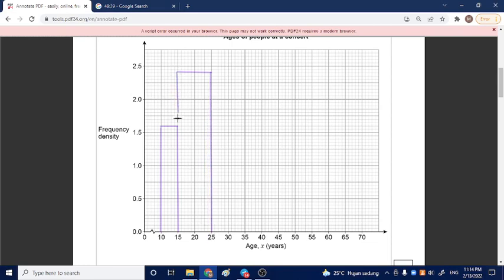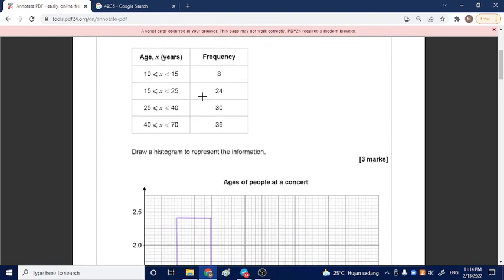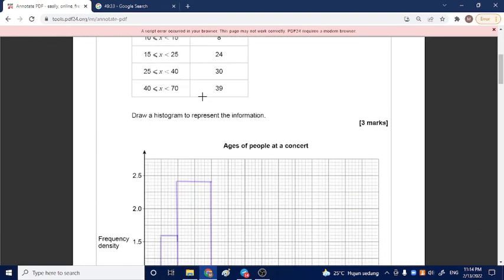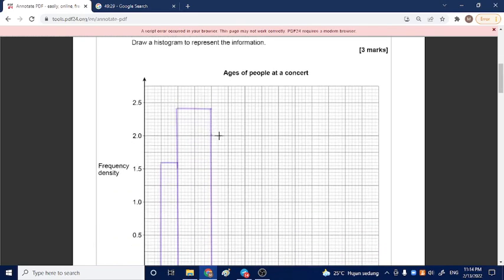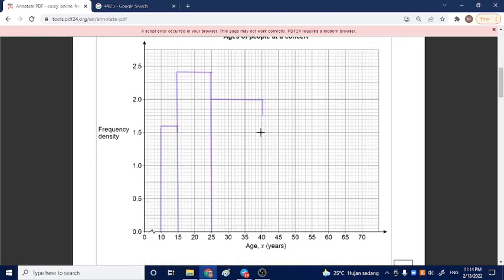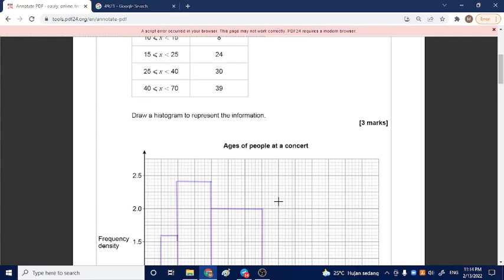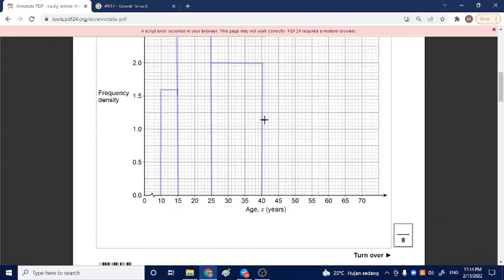Okay. 24 divided by 10. That means it's 2.4 density. And the width is this much, I think. I'm just eyeing at this point. 30 divided by 15, that will be 2.0. And it's this wide. Now we have 40 to 70, that's 30. 39 divided by 30, that's 1.3. 1.3 is here, and it's this much. Alright.